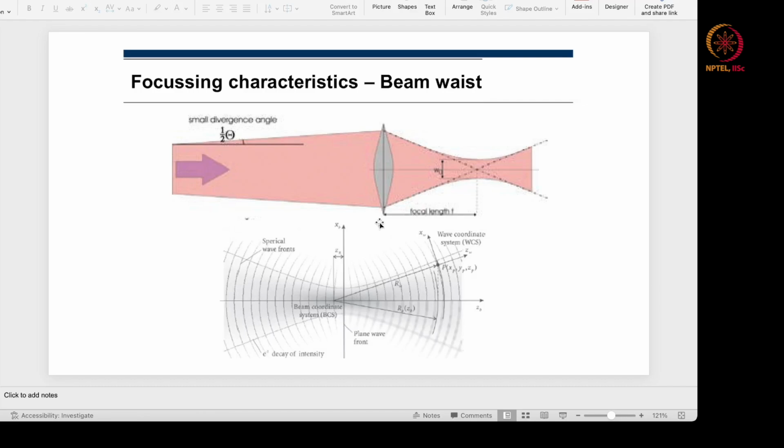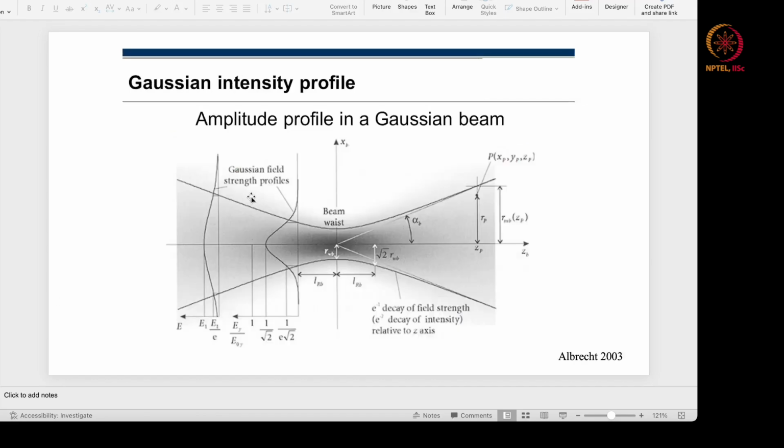So focusing is not a trivial thing. The beam has a small divergence angle, and the wavefronts are spherical in nature. When you try to converge or focus them, it is only in this small region that they are more or less planar. So this is a Gaussian beam which is focused. Just keep that in mind when you do this work.